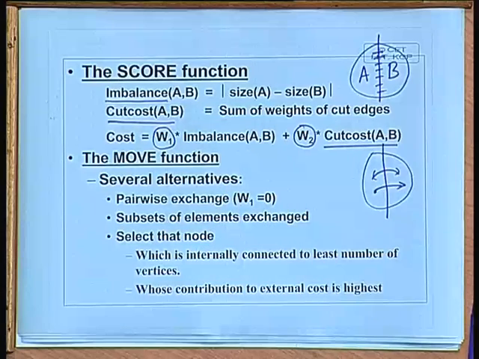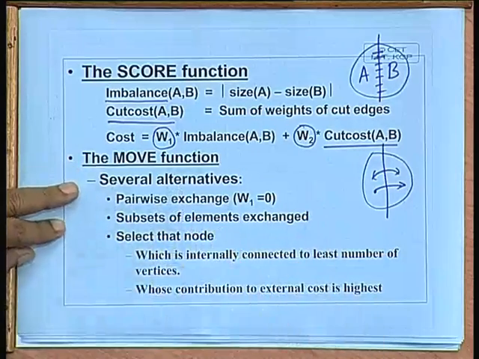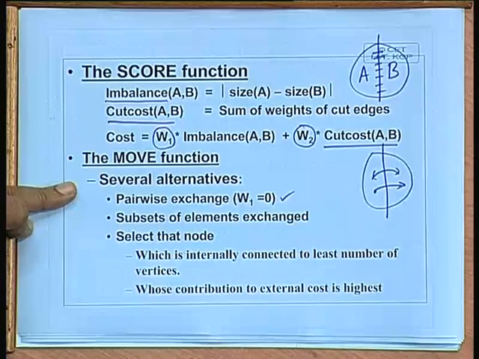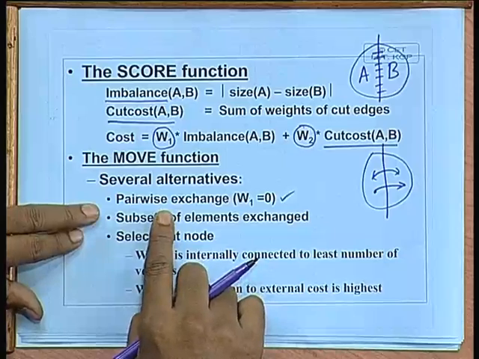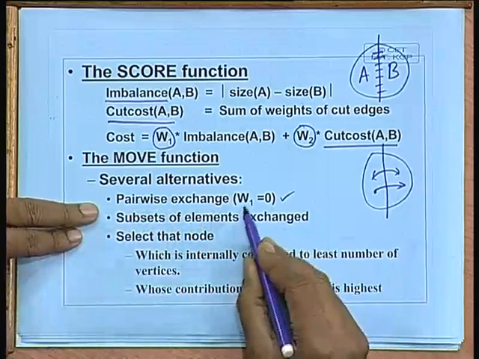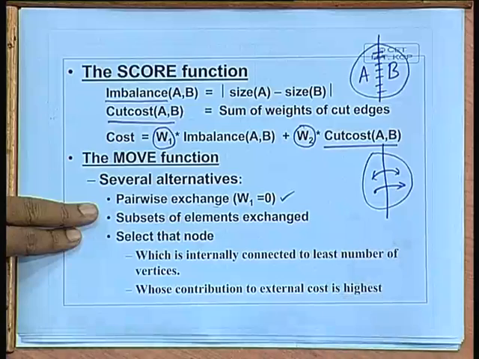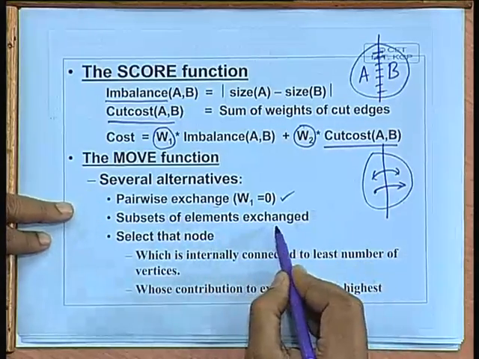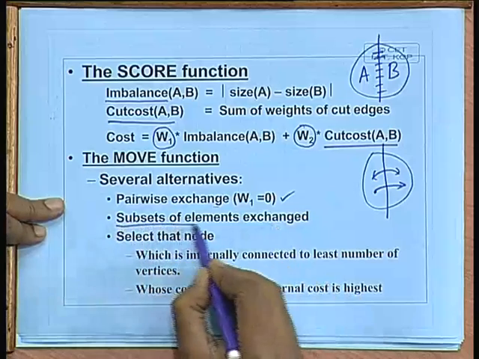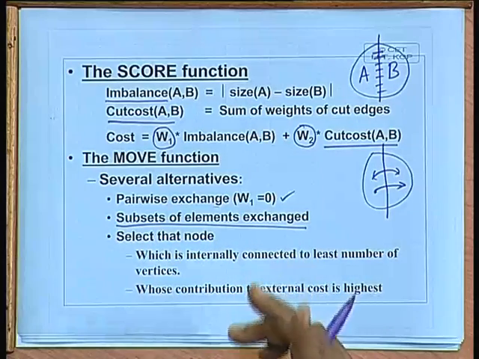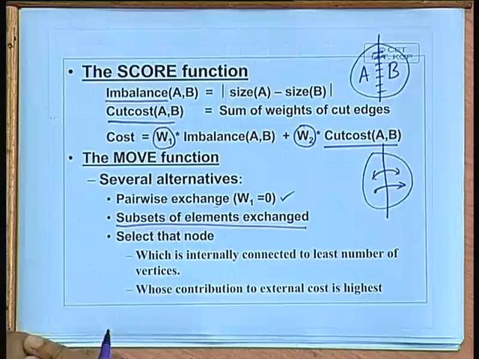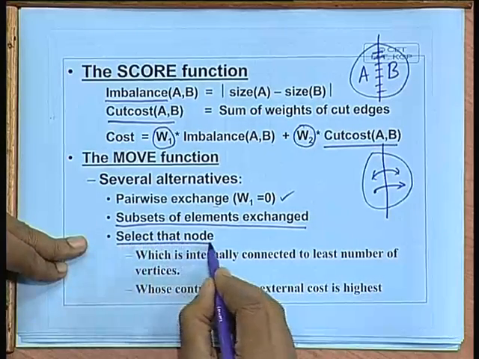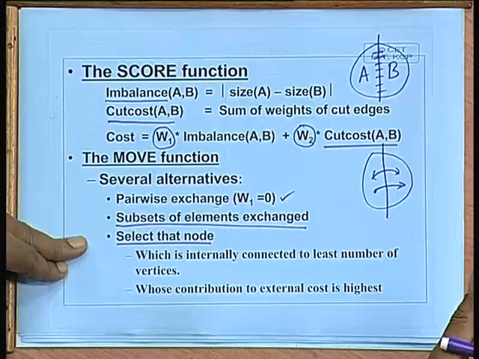Okay. So for the moves you can again have several alternatives. I told you the simplest is the pairwise exchange. For this W1 can be set to 0, or you can have it slightly more generalized. Instead of exchanging one element at a time, you can exchange subsets of elements at a time. Say you take 3 from here, 3 from here, and exchange them. Or you can have some kind of heuristic using which you can select the node to exchange.